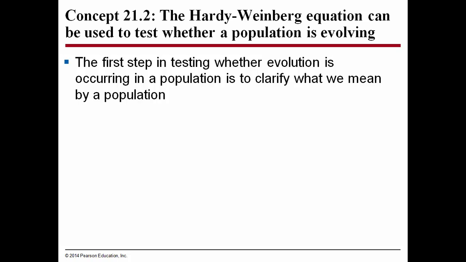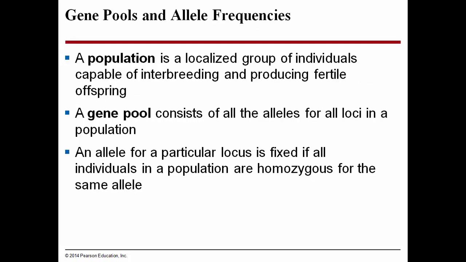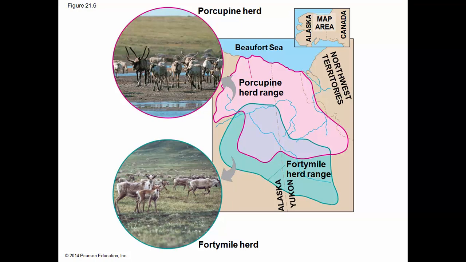The first step in testing whether evolution is occurring in a population is to clarify what we mean by a population. A population is a localized group of individuals capable of interbreeding and producing fertile offspring. A gene pool consists of the alleles for all loci in a population. An allele for a particular locus is fixed if all individuals in a population are homozygous for the same allele.